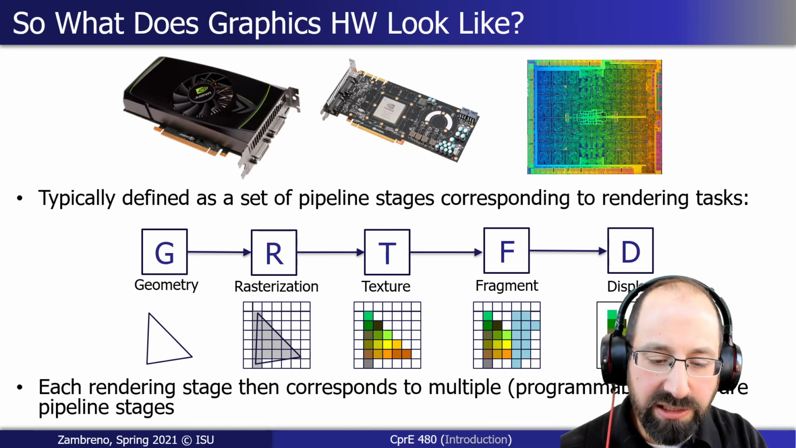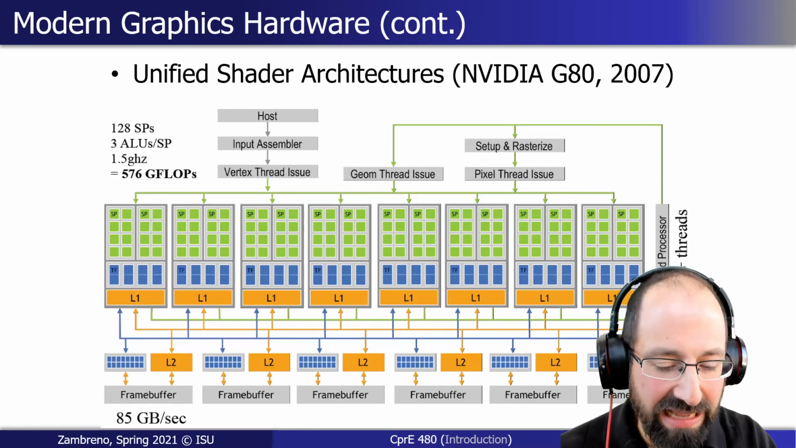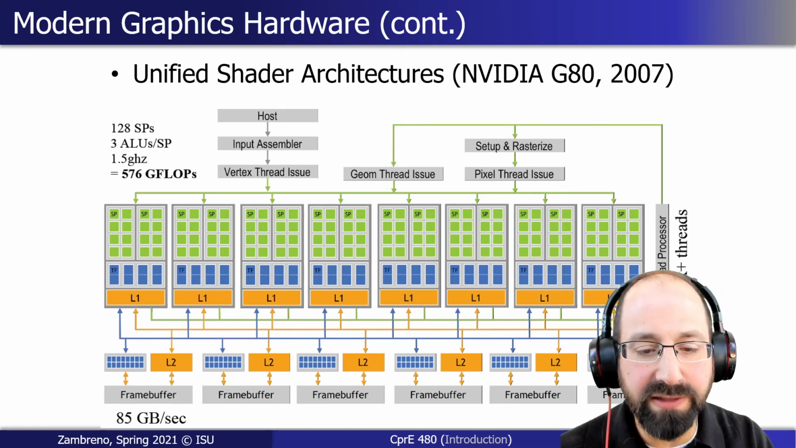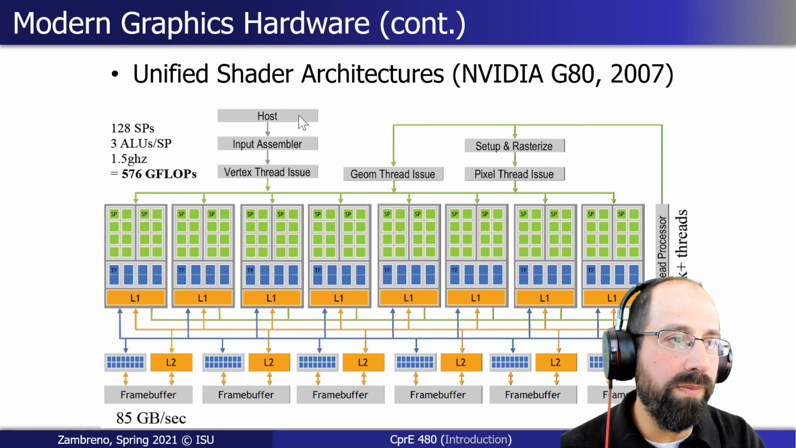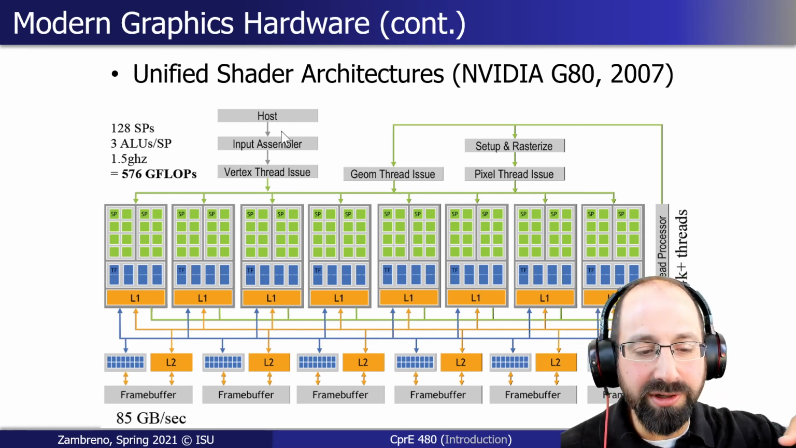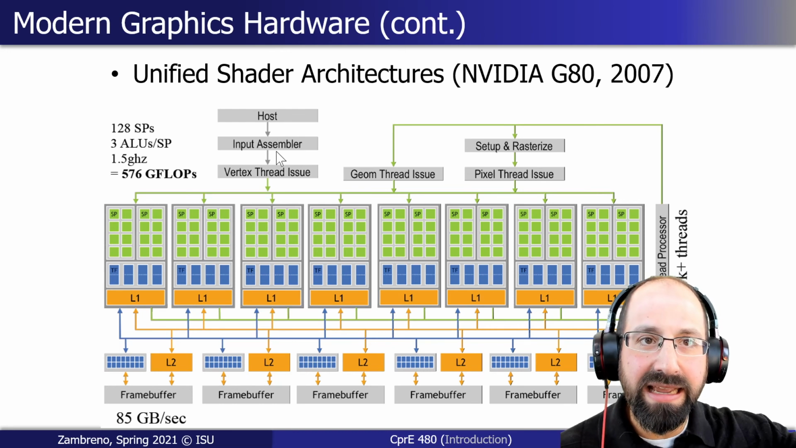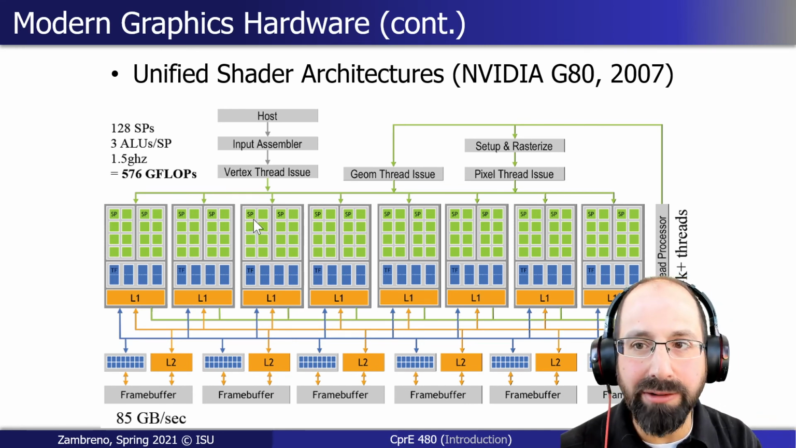From geometry to display, it's still here, but it's not as obvious that's the case. First off, this diagram is more of a top-down diagram. So from geometry means in this case, from that host interface, so from the CPU side, sending me my geometry, sending me my vertices. My task is now more of how do I create threads and workloads for these individual programmable processors that we have here.